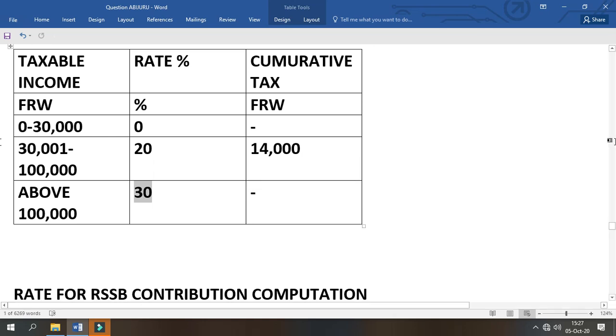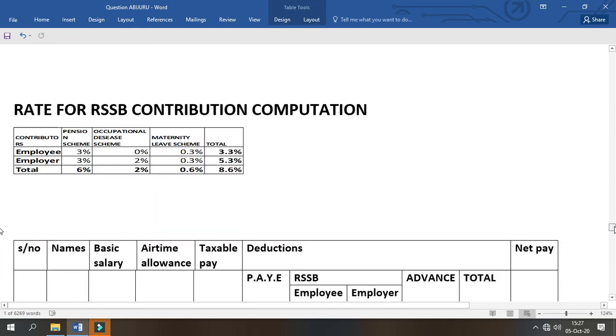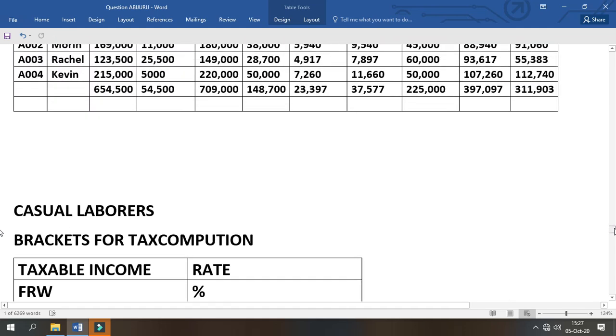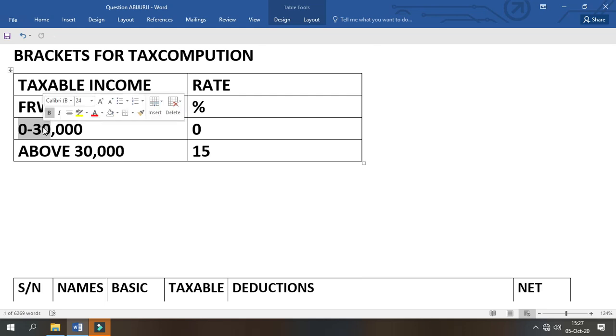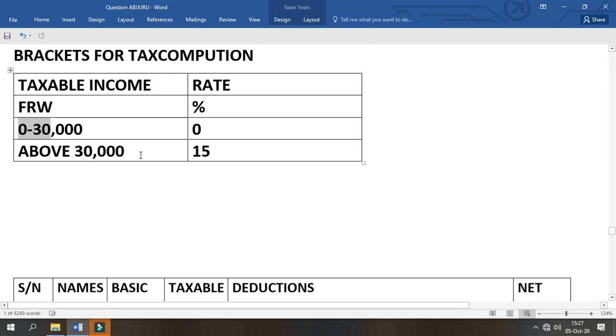But for the casual laborers, it is not the same as for the permanent employees. For casual laborers, if the taxable income is between 0 and 30,000, the tax rate is 0%, meaning we don't pay any tax. But above the 30,000, we pay 15% of your taxable pay.